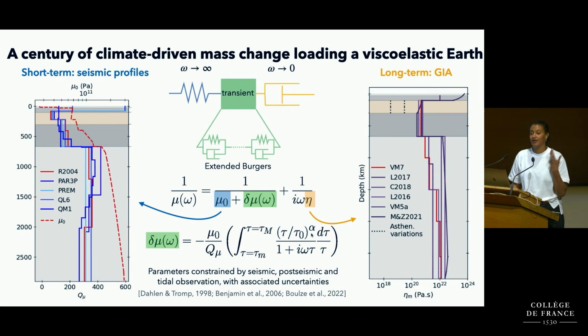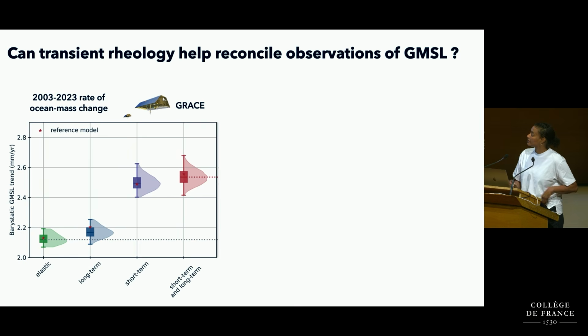to try to see the impact of including transient rheology for 100 years of ocean mass loading, and whether or not we can close the sea level budget. And in fact, here you have the amplitude of the value of the mass change over the past 20 years in millimeter per year. If you consider the Earth, as measured by GRACE, if you consider the Earth fully elastic, you get something of about 2.1 millimeter per year.